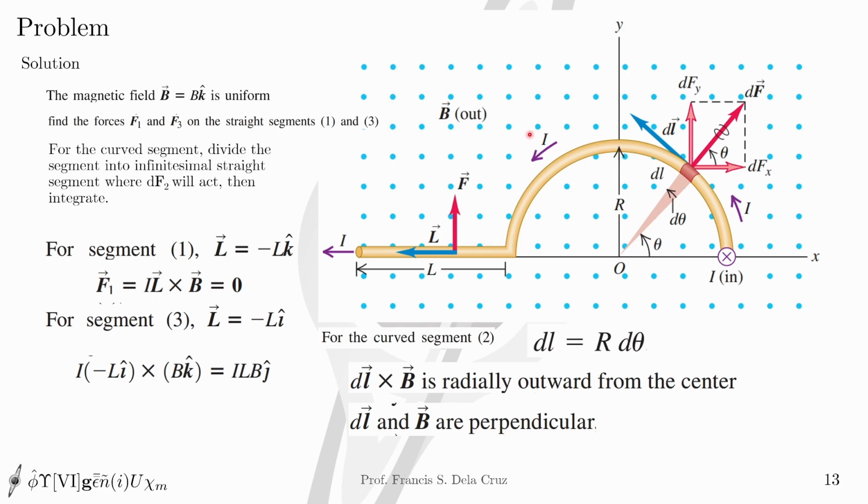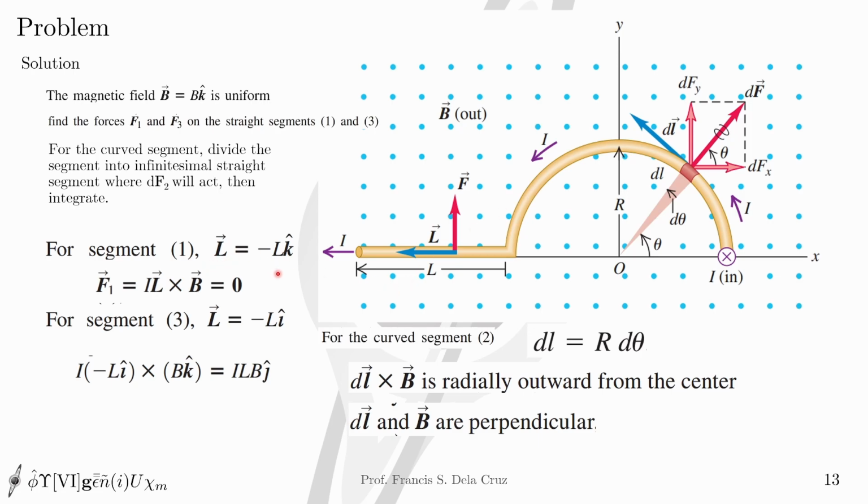And then later on, we're going to solve for the magnetic force on the semicircle, which is a little bit complicated because of the semicircle geometry. For the curved segment, we will divide this entire semicircle into infinitesimal straight segments where dF2 will act. And then we're going to integrate for the entire semicircle.